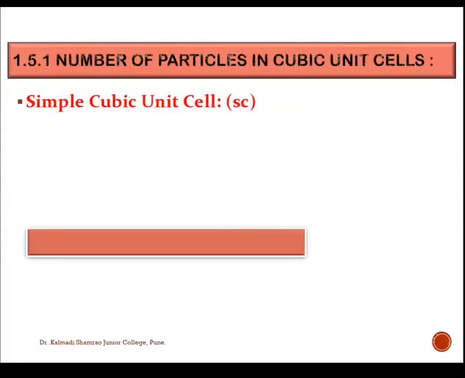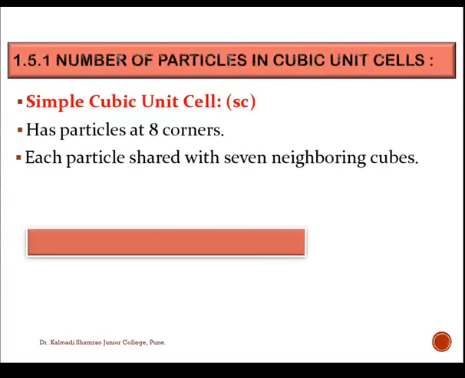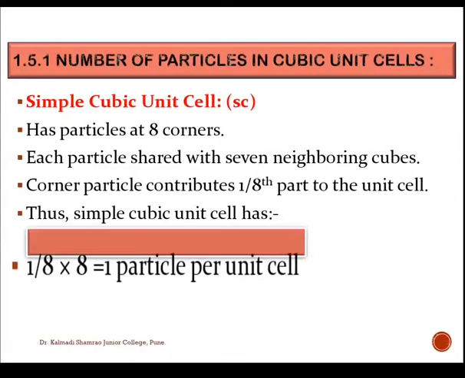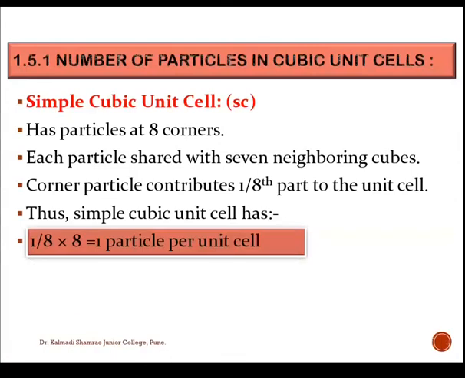Let us now see the number of particles in cubic unit cells. First one is simple cubic unit cell. It has particles at the 8 corners. When these unit cells are stacked together, the particle at each corner of a given unit cell is shared with 7 other neighboring cubes that come together at that corner. As a result, the corner particle contributes its 1/8 part to the unit cell. Thus, a simple cubic unit cell has 1/8 into 8 is equal to 1 particle per unit cell.